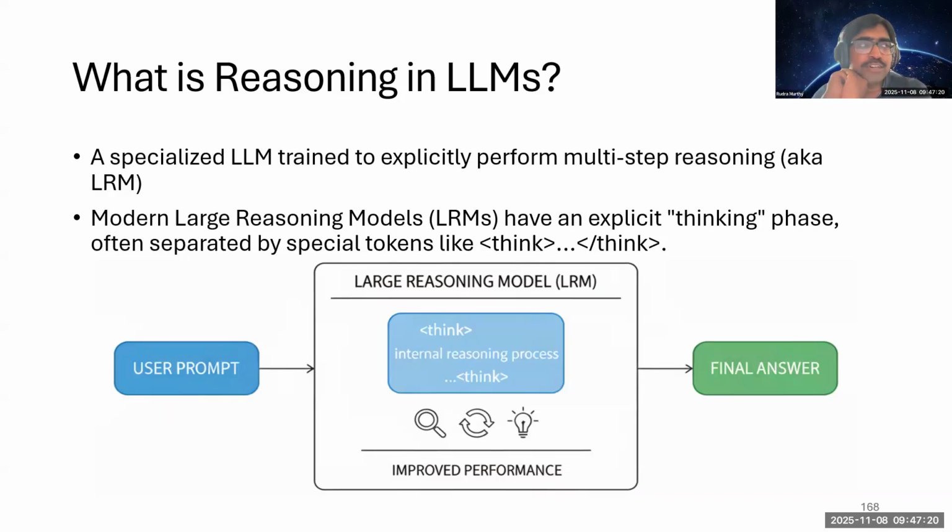The intuition behind this is, let's say you have a very complex mathematical question, and you ask an LLM to solve it. Now, it would be very difficult for the LLM to just generate the answer as the very next token.